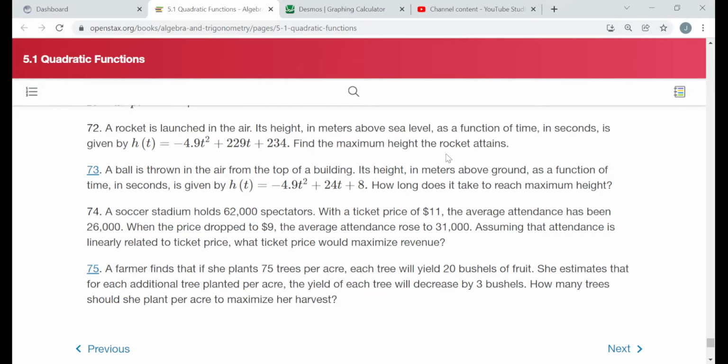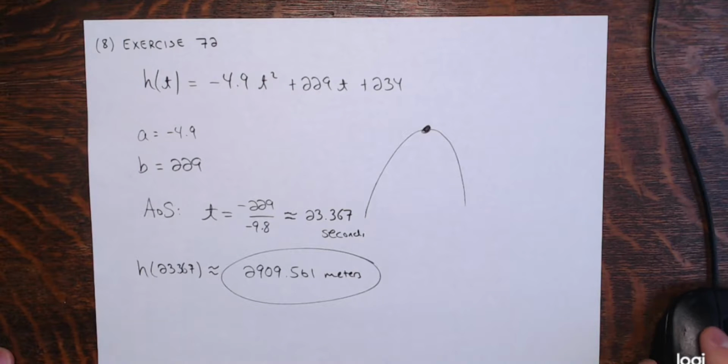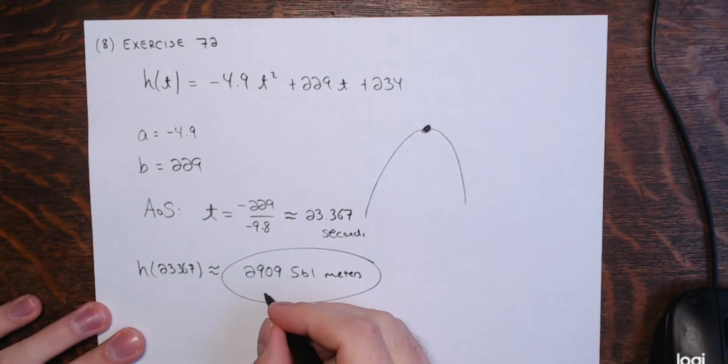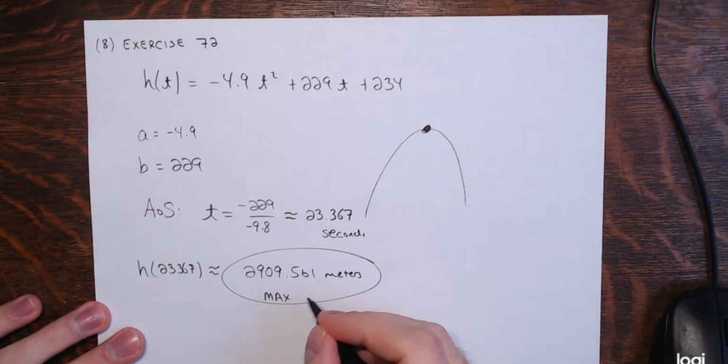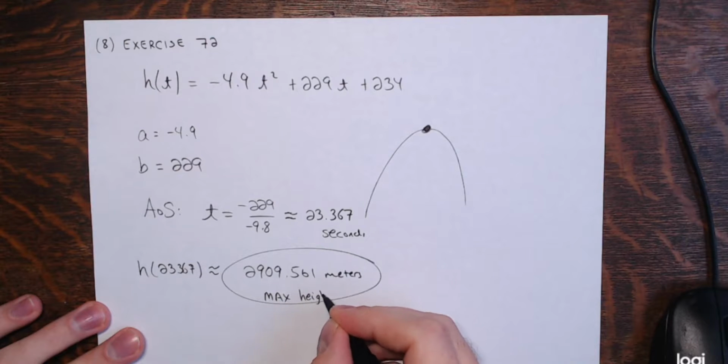Right, find the maximum height the rocket attains, 2,909.561 meters. Right, so yeah, use a calculator for that one, right? Lots of decimals and whatnot. All right. I guess I should write that this is the maximum height reached by the rocket, right?